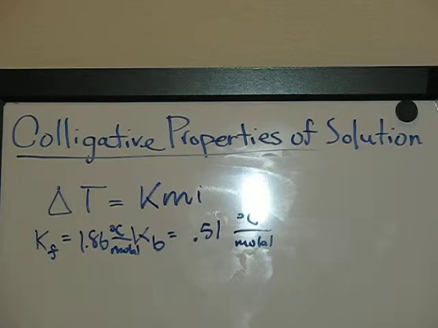i is the Van't Hoff factor, the number of particles produced. The Van't Hoff factor of covalent compounds is 1. For ionic compounds, i is the number of ions present. m, the molality, is moles of solute over kg of solvent.